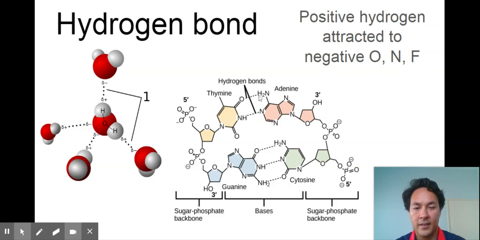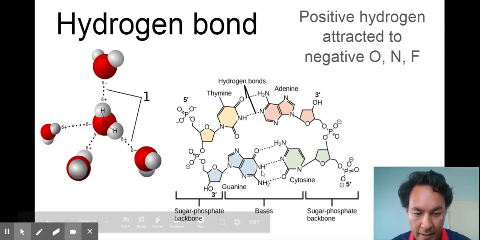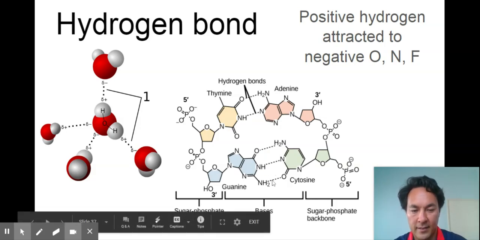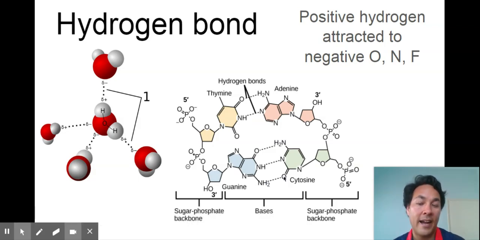So let's look right here. This more positive hydrogen is going to be attracted to this more negative nitrogen. This more positive hydrogen is going to be attracted to this more negative oxygen. Here, this hydrogen is attracted to this nitrogen, this hydrogen attracted to this oxygen. That is called hydrogen bonding.